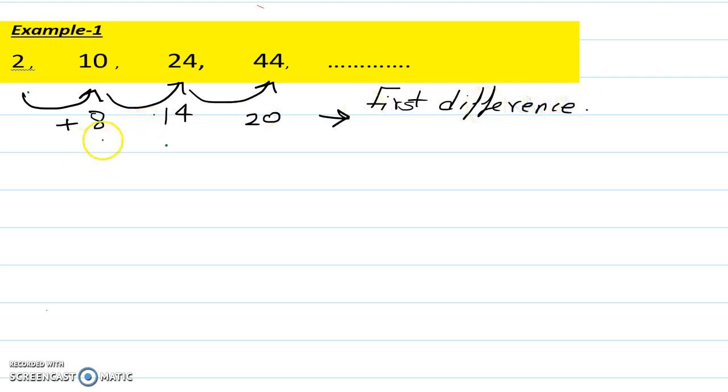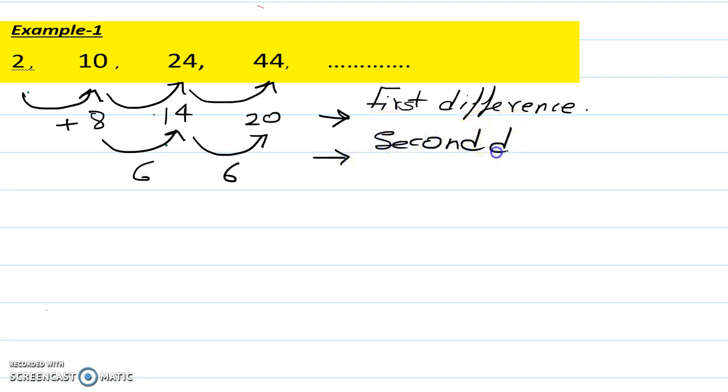Now for 8 and 14, if you find the second difference, 14 take away 8 is 6. Similarly, 20 take away 14 is 6. This is called the second difference. The second difference will give you your first value.